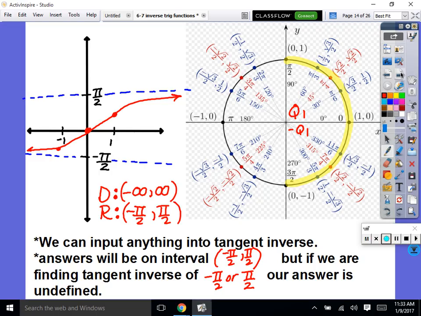Good question. So these values, it will never be that range of that value. It's never going to cross that asymptote. So that's why those values aren't included in our outputs, our ranges. So if I said to you, find the tangent inverse of that, it would be undefined because that's the negative pi halves, right? Which isn't in our output. Does that make sense? Okay.